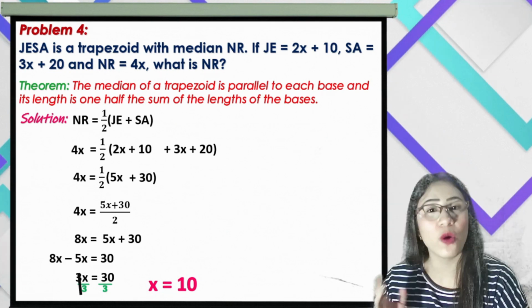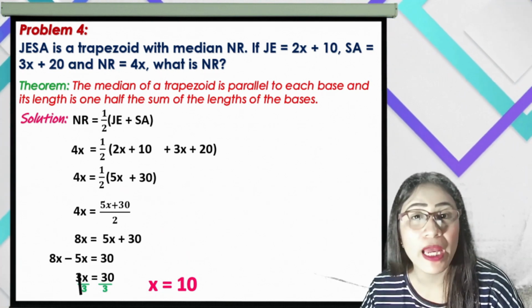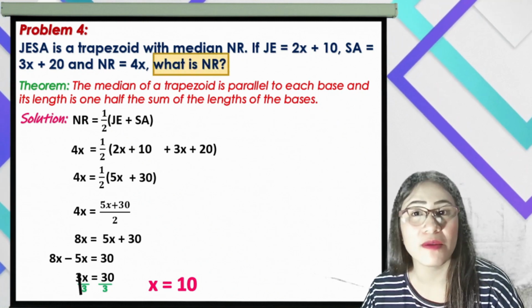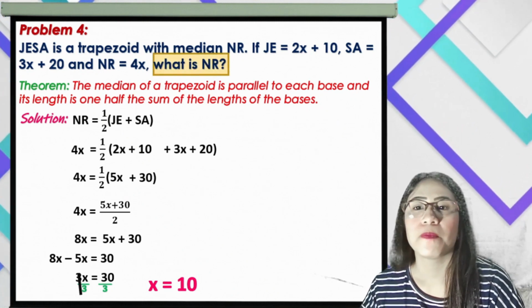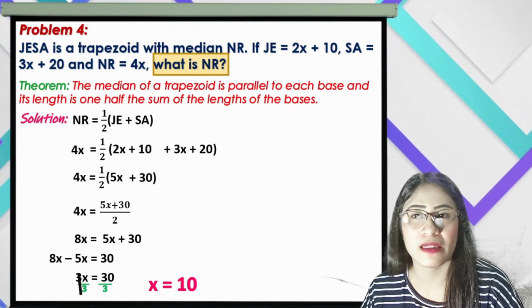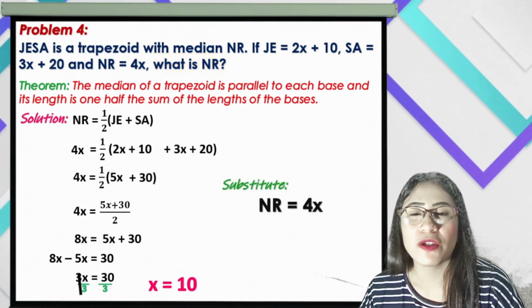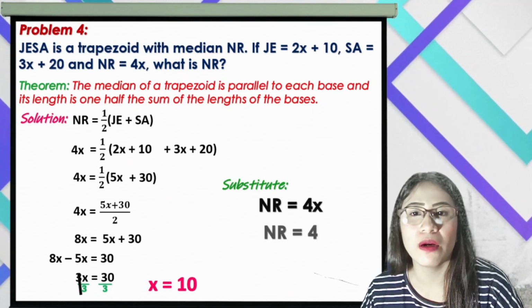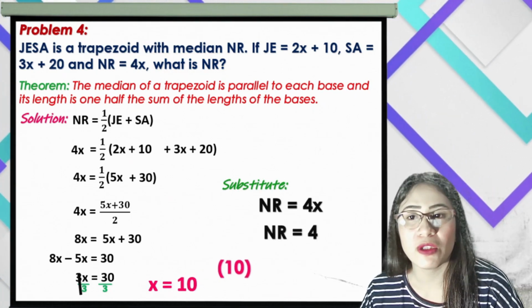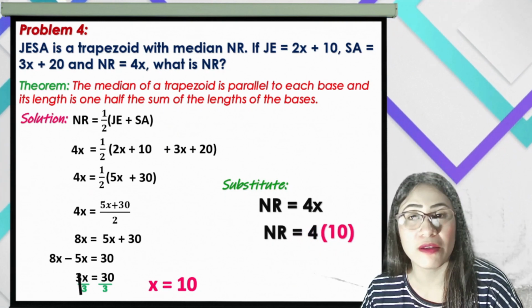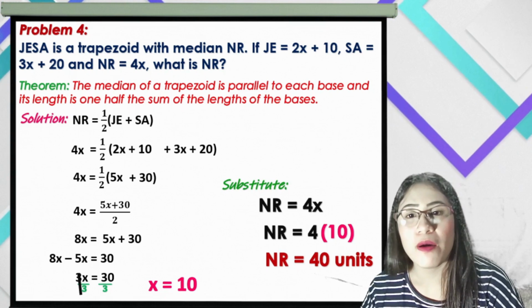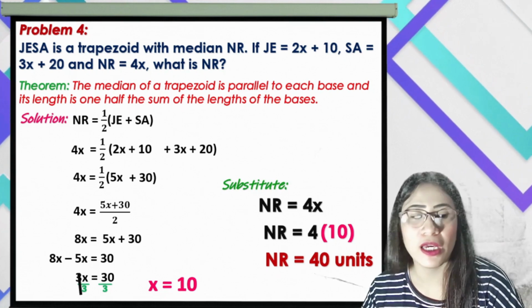The question is: what is the measure of NR, the median? Therefore, substitute 10 for x. The measure of NR is 4x, so 4 times 10 is 40. So we have NR is equal to 40 units.